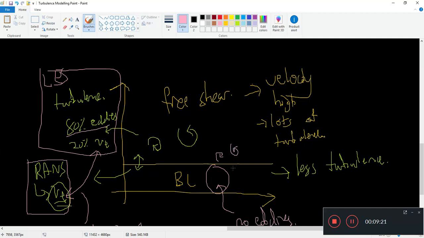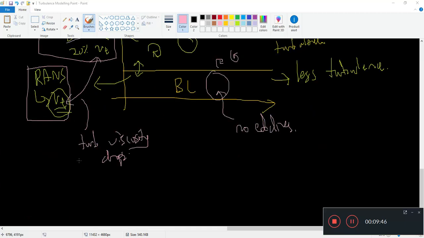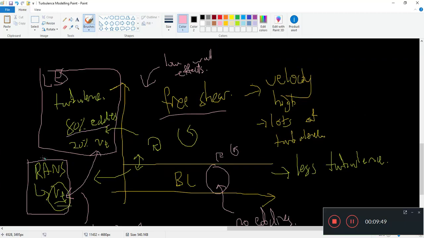Okay. The good thing about, I guess, the free shear region, that's one way of looking at it. That's how I like to think about it. In the free shear region, there are low wall effects. So what you have is this case of turbulent viscosity dropping from the Reynolds-averaged Navier-Stokes to the LES region, where you need to have this eddy generation to kind of compensate.